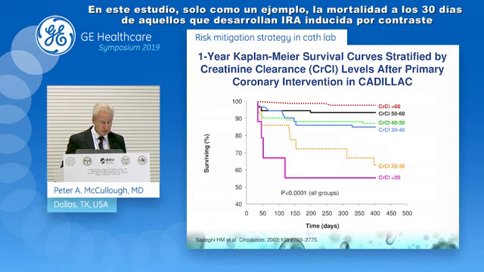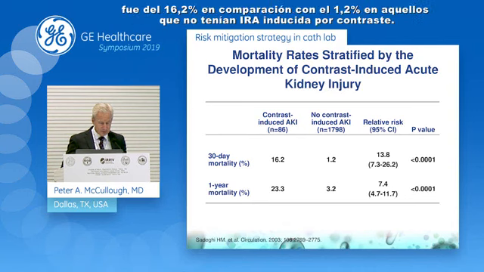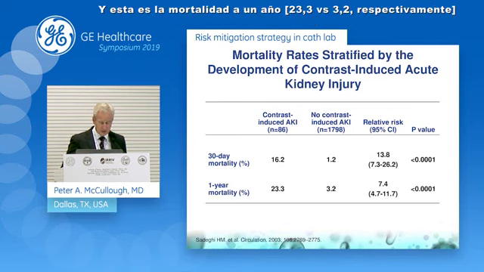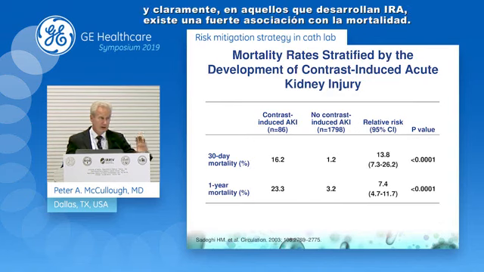And in this trial, just as one example, about 16% of patients developed contrast-induced acute kidney injury. The 30-day mortality of those who developed it was 16.2% compared to 1.2% without any contrast-induced acute kidney injury. And then you can see the one-year mortality here. So the point from this study, and many have shown this, is that baseline renal function anticipates mortality, and clearly those who develop acute kidney injury have a strong association with mortality.